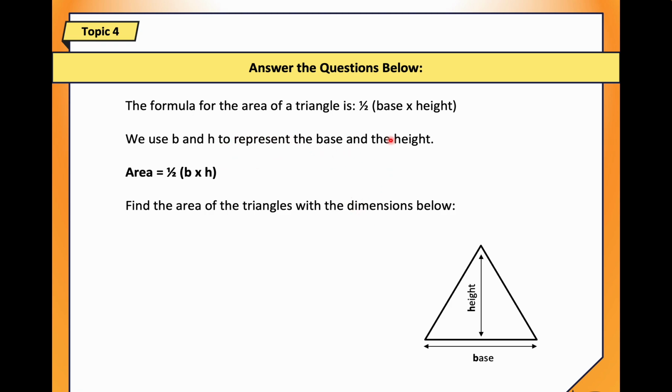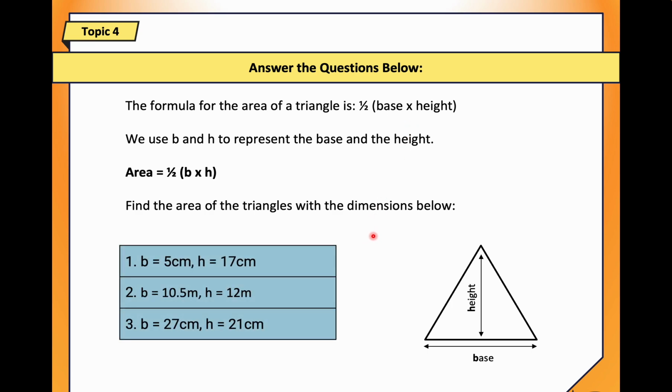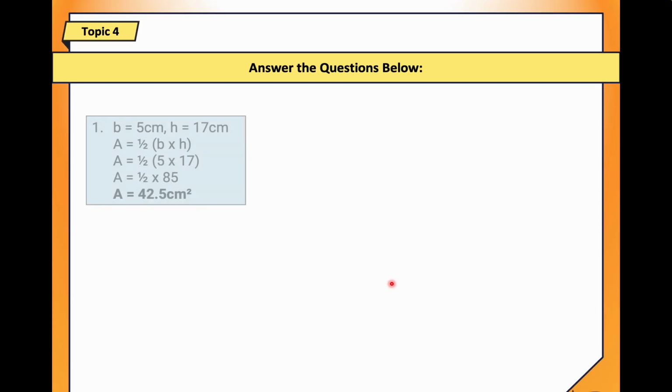This is now an application kind of thing, where we have a triangle with the height and the base. The formula for finding the area of this triangle is half of the base times the height, half of B times H, which is the height. So I want you to try to find the area of the triangle, given that the base is 5 and 17 is the height, then 10.5 is the base and 12 is the height. Feel free to use the calculator for this. Then you can compare that with the answers that I have obtained.